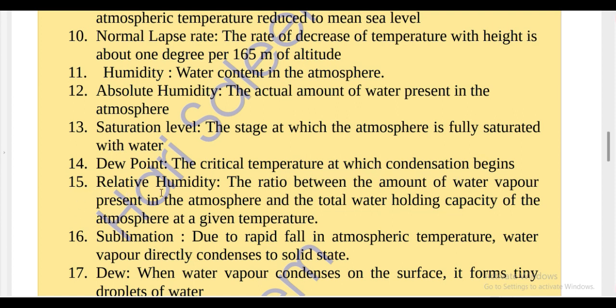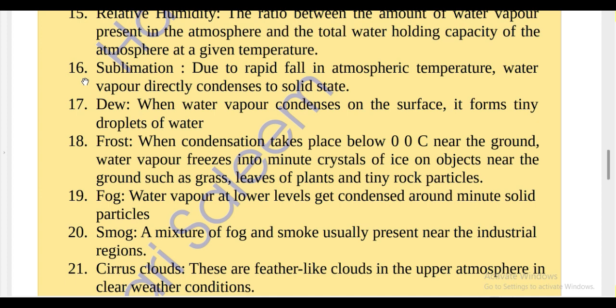Next, relative humidity, the ratio between the amount of water vapor present in the atmosphere and the total water holding capacity of the atmosphere at a given temperature. Next, sublimation, due to rapid fall in atmospheric temperature, water vapor directly condenses to solid state.